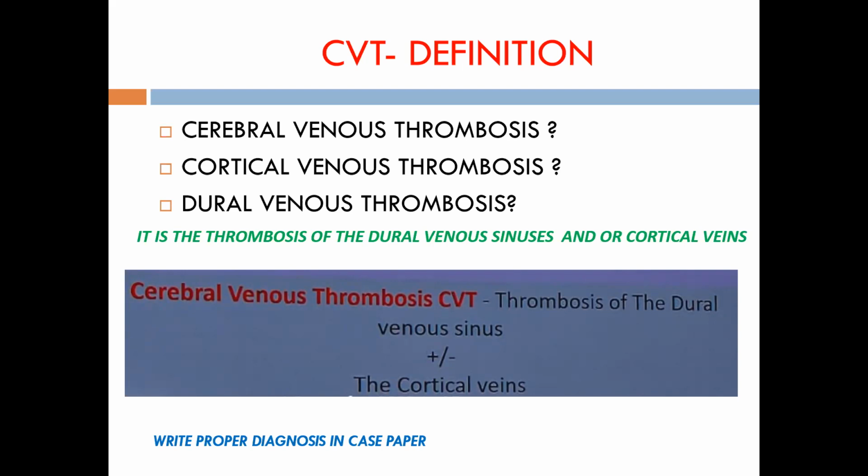Cortical veins are like vein of Trolard, vein of Labbé, all those things. Those are all cortical veins. And dural venous sinuses are sagittal, transverse, straight sinuses, all those are dural venous sinuses. So while writing the diagnosis, you mention what are the veins involved. Okay, next slide.